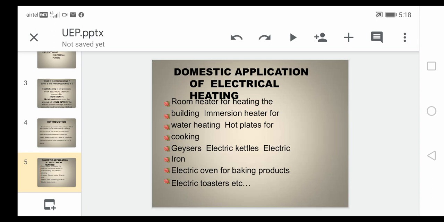For the room heater, immersion heater, hot plates, geysers, electric kettles, electric iron, electric oven and electric toasters, we give electrical energy. Whenever we switch on this equipment, the electrical energy is automatically converted into heat energy. This process we call electric heating, and these are its main applications. The output of electric heating is obtained in these forms.